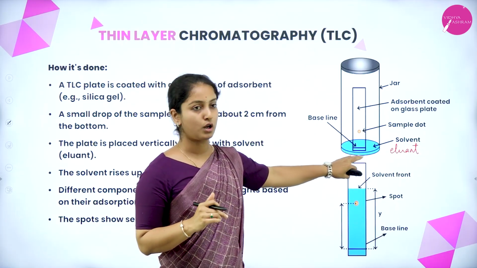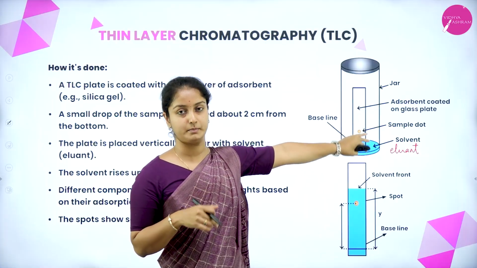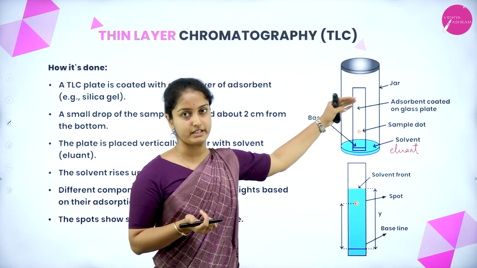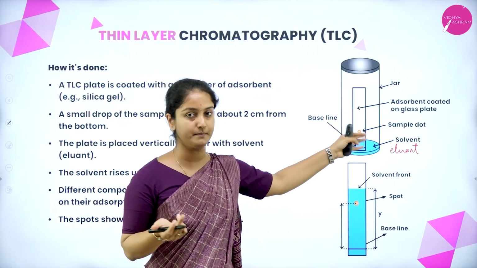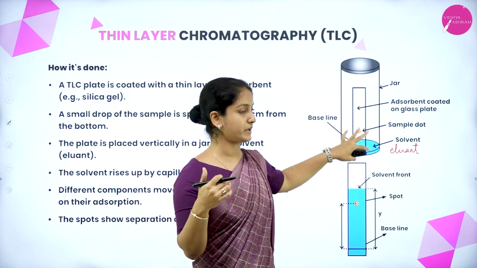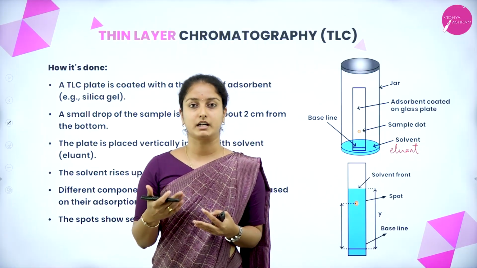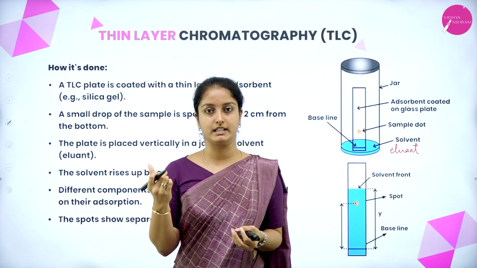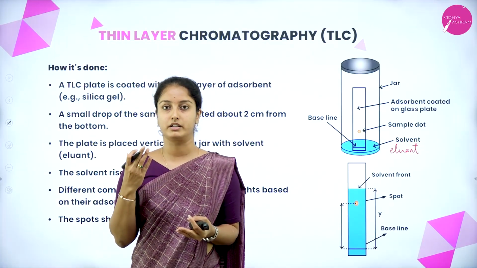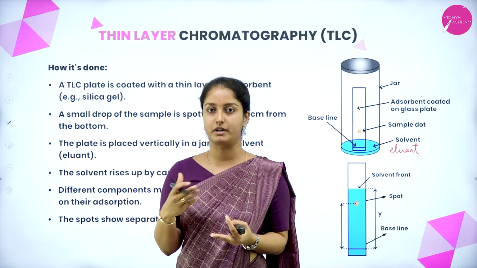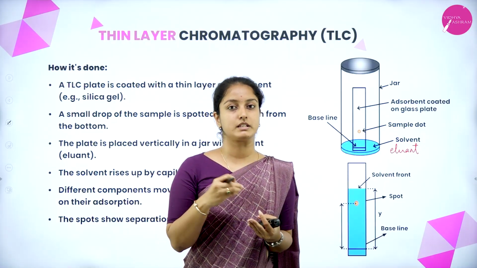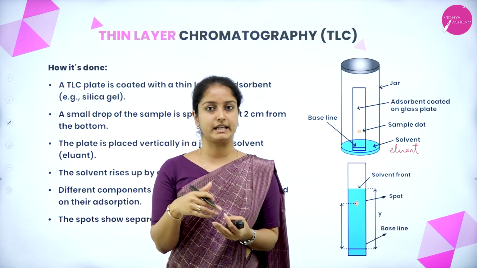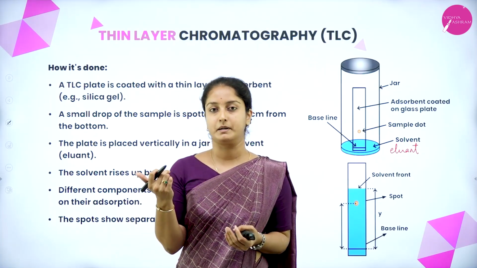Then what happens is the solvent moves upward by capillary action and different components in a mixture will move at different rates depending on the adsorption. Then spots show separation after some time. If the spots are colored, then they can be visibly seen. If the spots are colorless, we can use UV lights, or we can use iodine vapors for the brown spots. Then we can use a reagent like ninhydrin for spotting organic compounds like amino acids. So it gives purple spots.